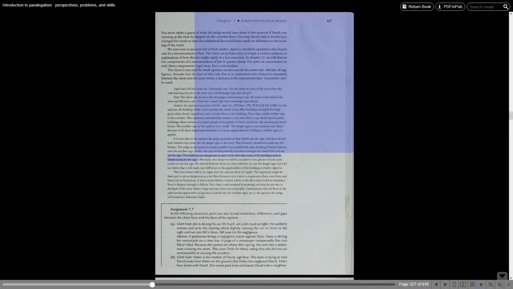The building was dangerous, in spite of the fact that users of the building such as Smith could see the sign. Obviously, the danger would be considered even greater if such users could not see the sign. We should find out from our client whether he saw the danger sign, but I do not think that it will make any difference in the applicability of the holding in Smith v. Apexco. The store owner will try to argue that the opinion does not apply.